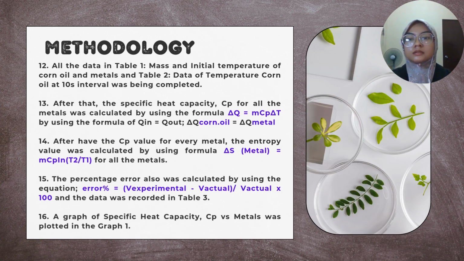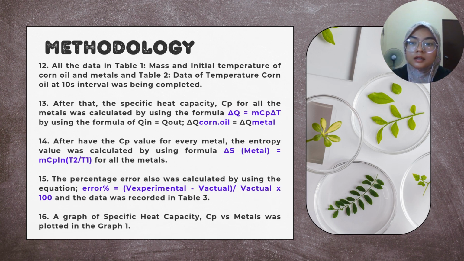Next up is about the data recorded. So all the data in table 1, which is the mass and initial temperature of corn oil and metals, and table 2, data of temperature of corn oil at 10-second intervals, was completed. After these two tables were completed, the specific heat capacity Cp for all the metals was calculated by using the formula ΔQ equals mCpΔT, by using the formula of Q in equals Q out, which is ΔQ corn oil equals ΔQ metal respectively.